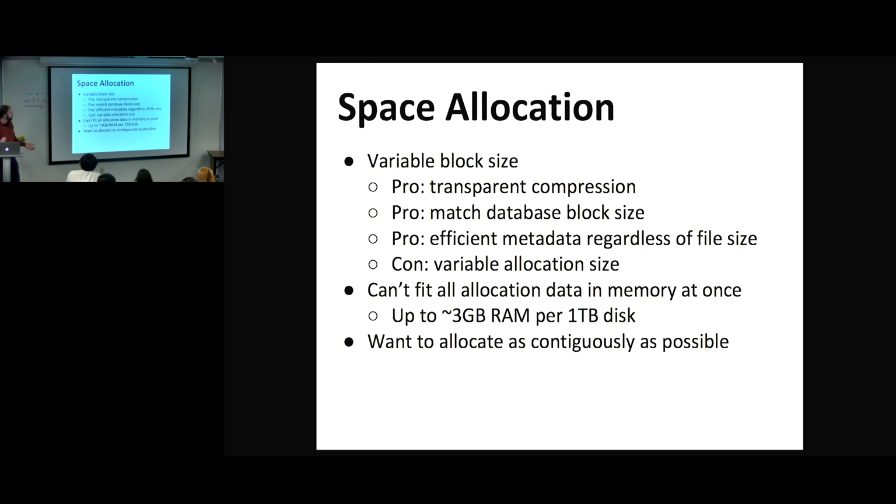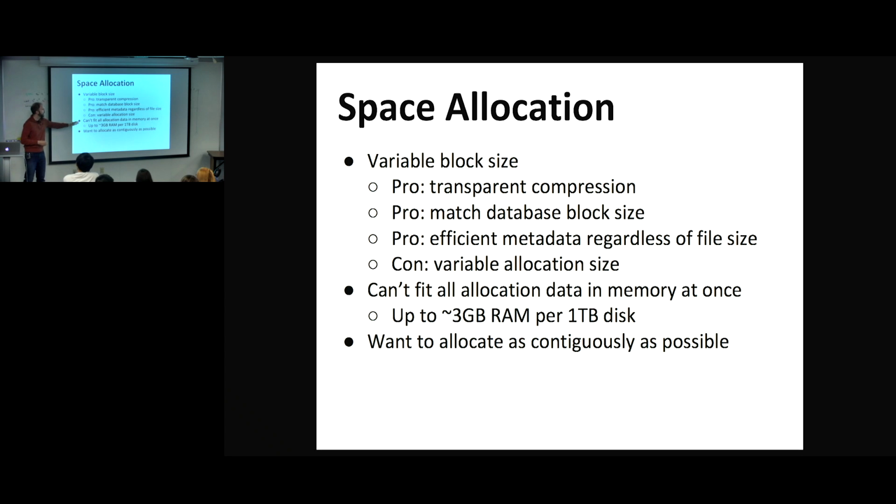So because of that, and because of other things, we have variable block size, which is great because we get transparent compression. We can change the block size to match the block size that a database is using, for example. But the downside is that it means that we have variable allocation sizes. So we can't just say we have a pool of 4K blocks, and you can ask me for a 4K block, and I will give you one. Or you can ask me for 10 4K blocks, and I'll find 10 4K blocks, but they'll just be wherever I felt like finding them. They might be contiguous, they may not be contiguous.